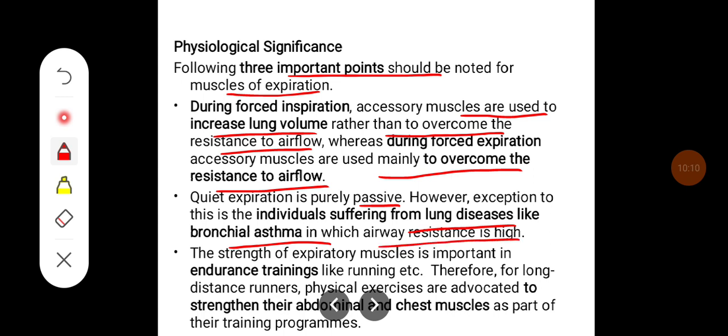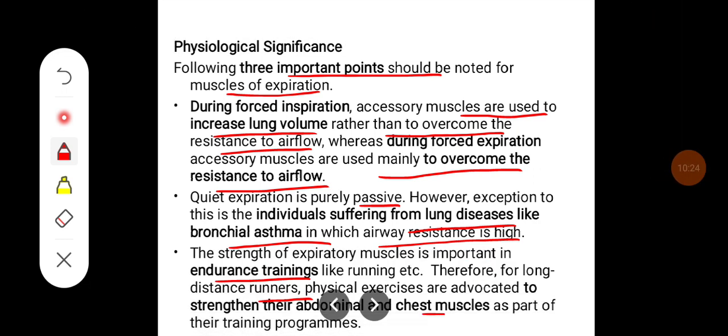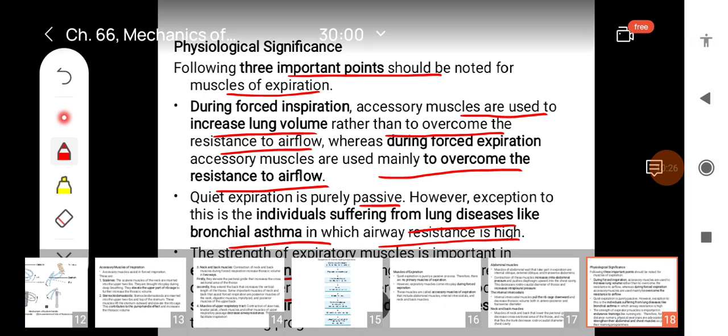The strength of expiratory muscles is important in endurance training like running. Therefore, long distance runners and those doing physical exercise are advised to strengthen their abdominal and chest muscles as a part of training programs.